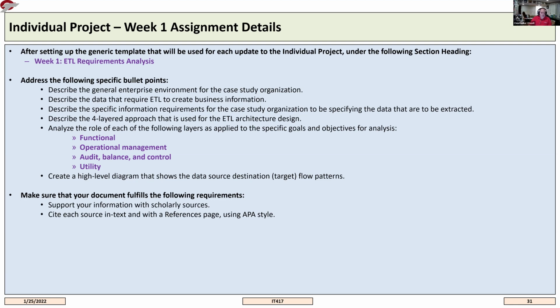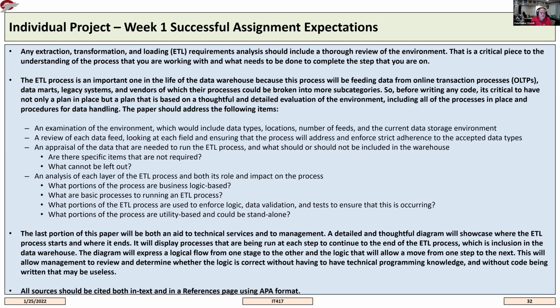But make sure you do everything needed with references and cite resources in APA style. I do expect a couple of citations inside the paper over time. This is an example of what a successful week 1 assignment for the individual project would look like from the default provided information, as CTU has described what my expectations are in order for it to be successful.